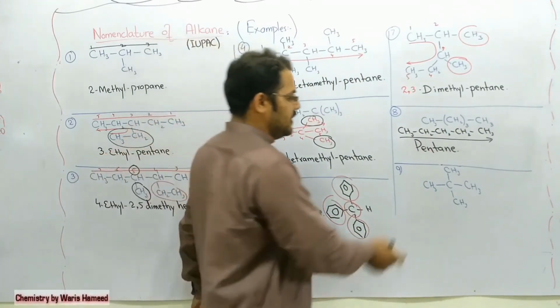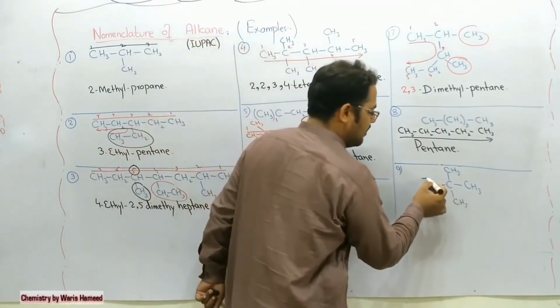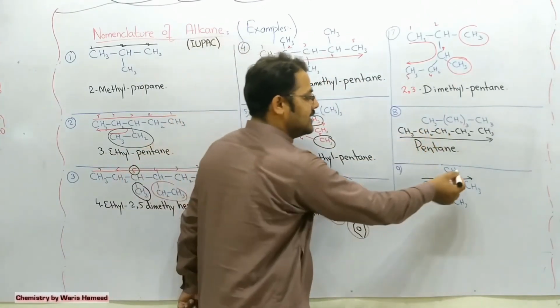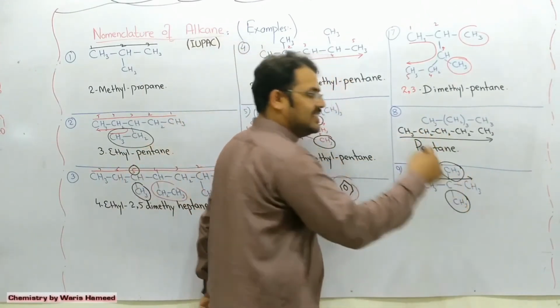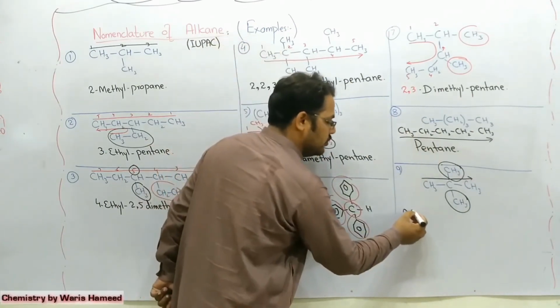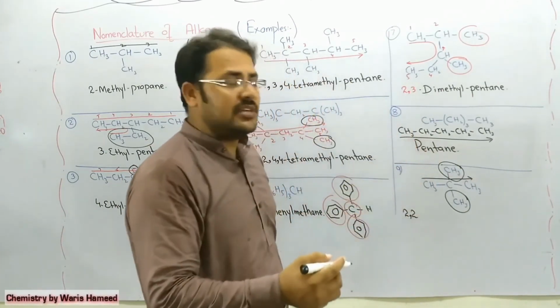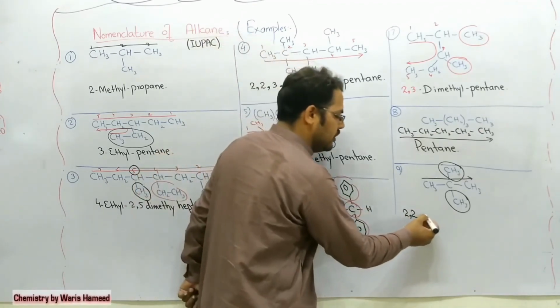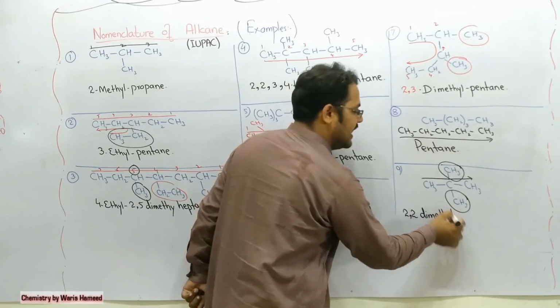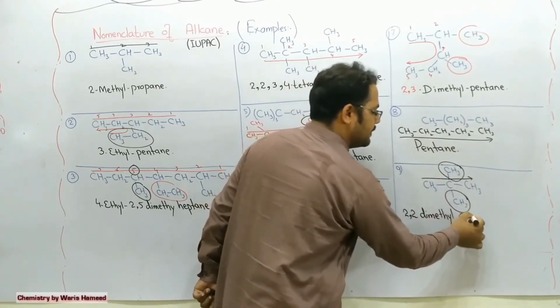There is no issue of numbering of carbon atoms. Here again we have to select the longest chain, and it's a 3 carbon chain. The second carbon has 2 substituents, so we have to write their position 2, 2, and both substituents are methyl, so 2, 2 dimethyl propane.